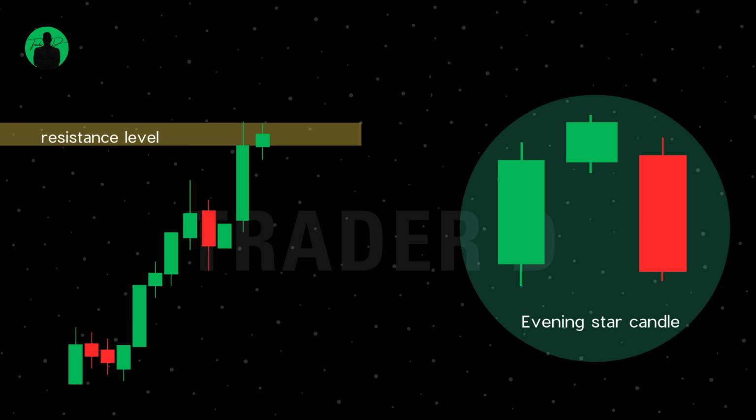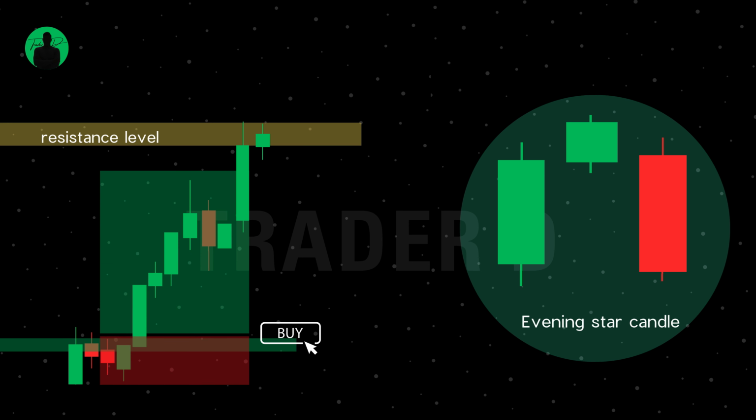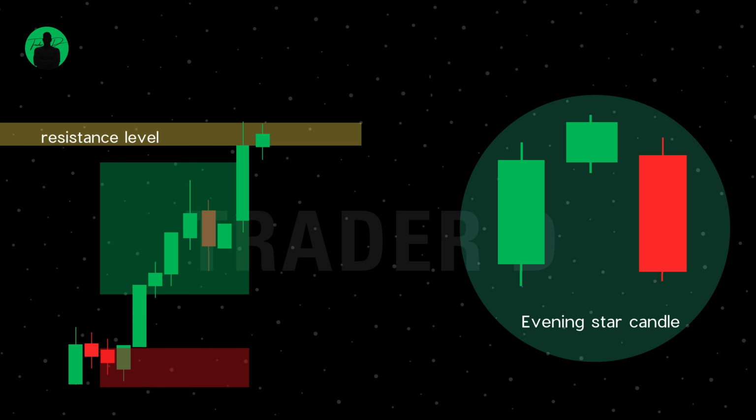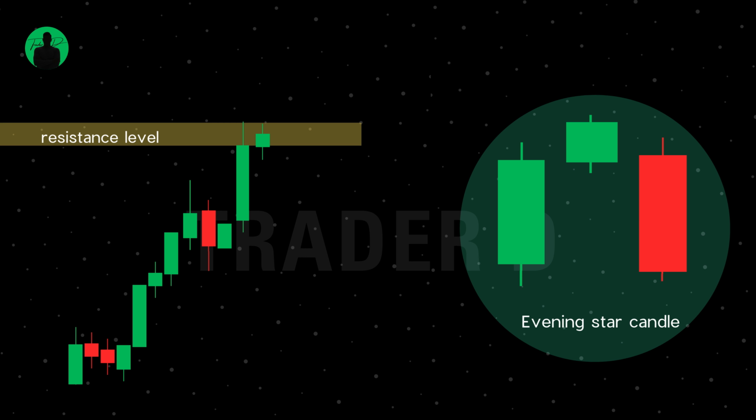The opening of the next candle is above the previous candle's closing, and the price initially continues the trend. However, the buyers who bought at lower levels have already made some profit due to this bullish move and don't want to lose it. So, as the price nears the resistance level, these buyers slowly exit their positions, preventing the price from rising much further.